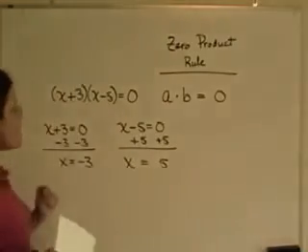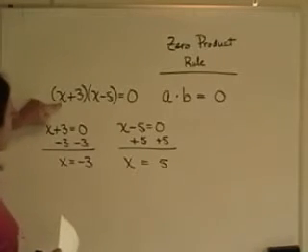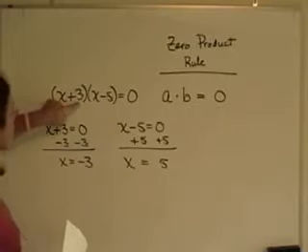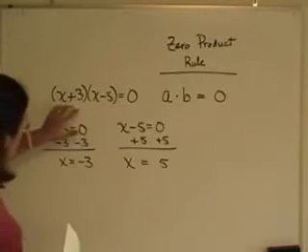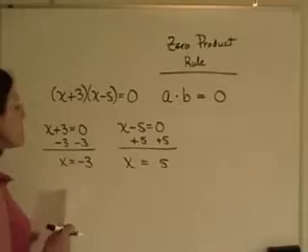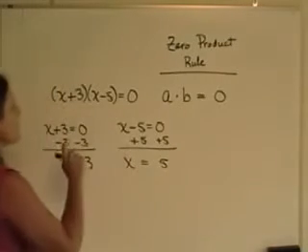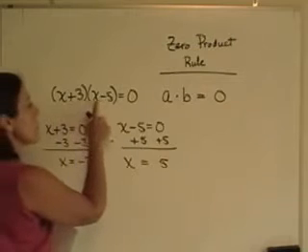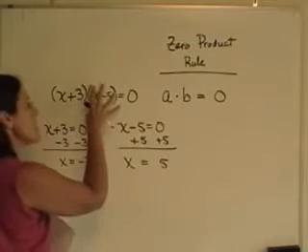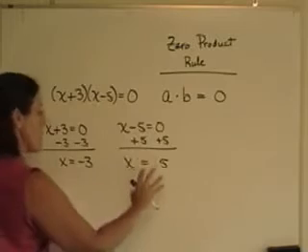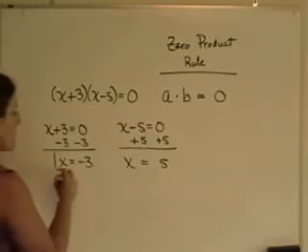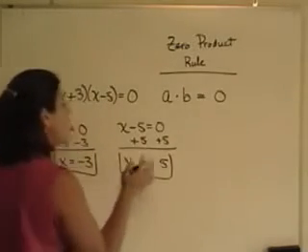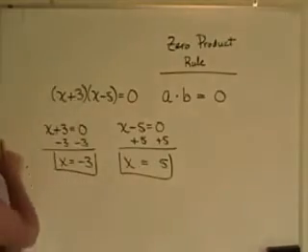If you go back here and check each of these one at a time, when you put a negative 3 into this binomial here, a negative 3 plus 3 is 0. I don't care what happens over here. 0 times something is 0. When you put a 5 into this original equation, I don't care that this is going to be equal to 8. Right here, 5 minus 5 is 0, and 0 times anything is 0. These two answers, x equals negative 3 and x equals 5, are two solutions that work in this equation because of the zero product rule.